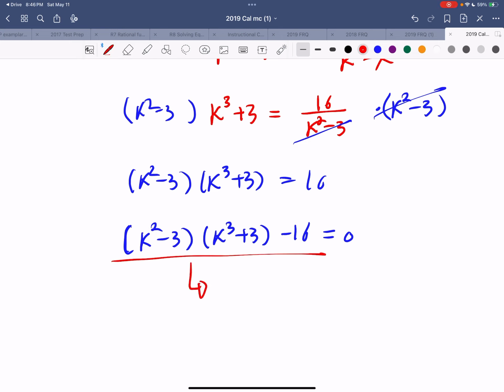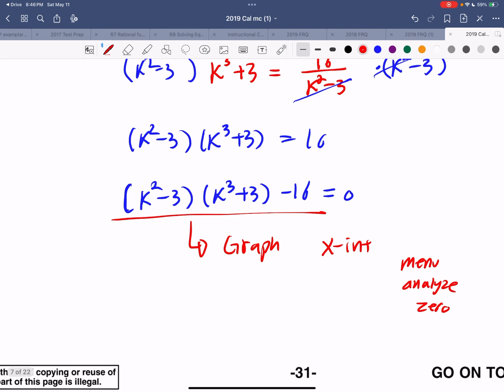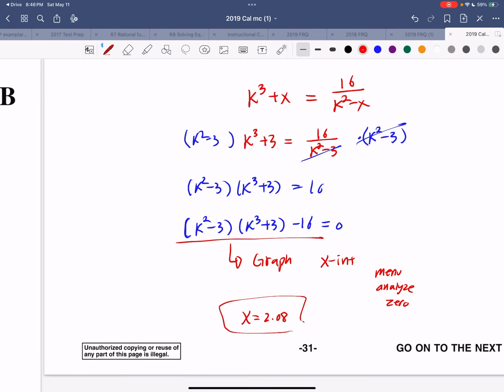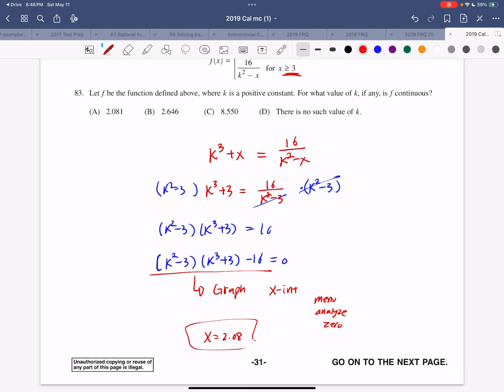The only thing that I have to do is put this one into the graph and find the x-intercept. I think it's menu, analyze graph, and then x-intercept, or find zero. I think menu 6, 1, something like that, okay? Then you will find x equals 2.08, right? That's what it is. So remember, you're going to have 2 x-intercepts or more, but you're looking for a positive constant. So you have to find the positive number, all right?